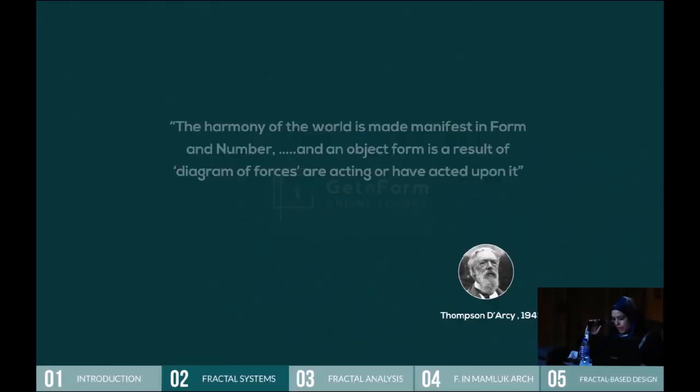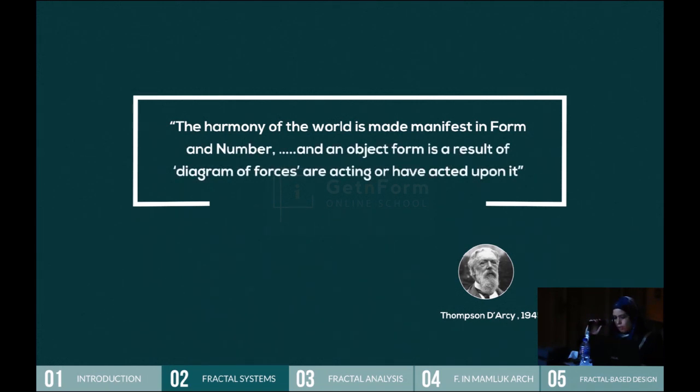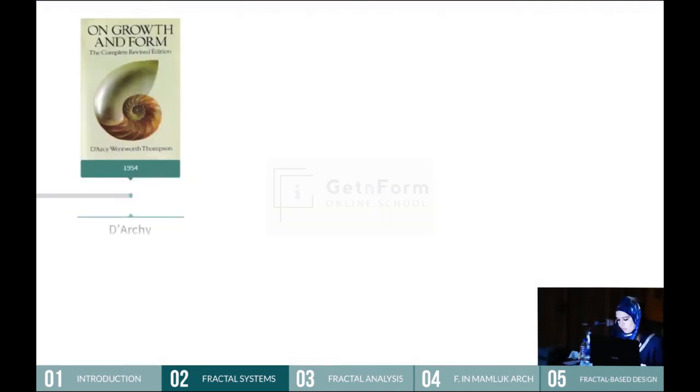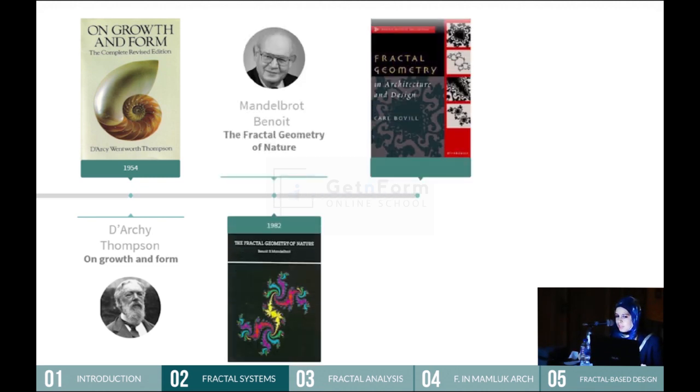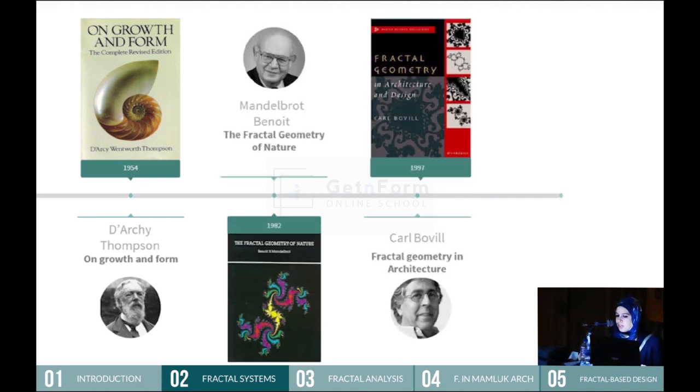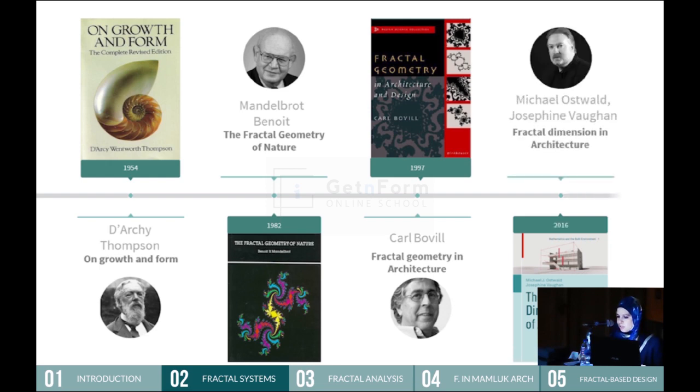Chapter 2, Fractal Systems. The harmony of the world is made manifest in form and number, and an object's form is a result of a diagram of forces that are acting or have acted upon it. The 4 major books on this topic are by D'Arcy Thompson, Benoit Mandelbrot, Carl Bovill, and Michael Ostwald.